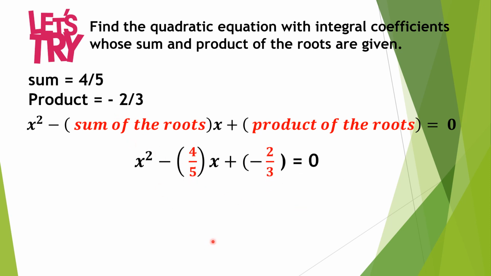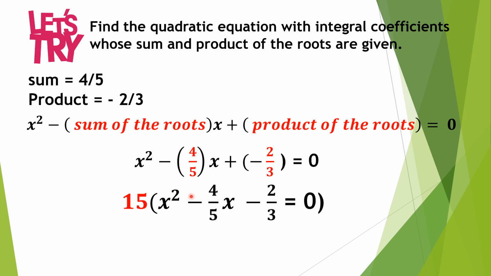So the reason why I placed negative here, para ano siya ma-opposite. And then for the product, just plus negative is still negative. So the answer now is equal to x squared minus 4/5 x minus 2/3 equals 0. But from the given direction, the coefficient should be integers. So no fractional coefficient.